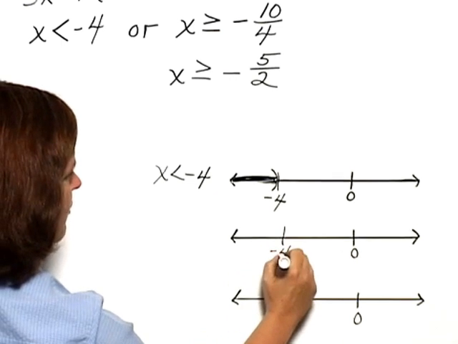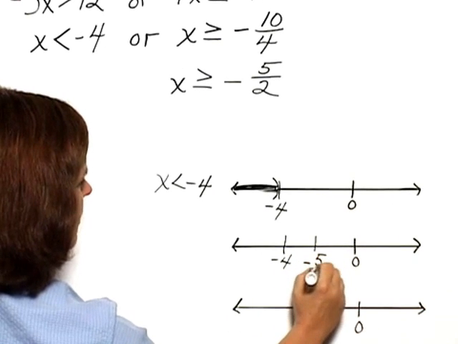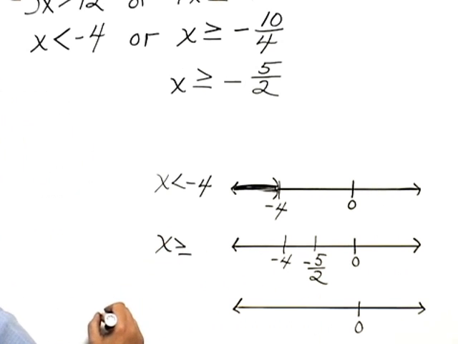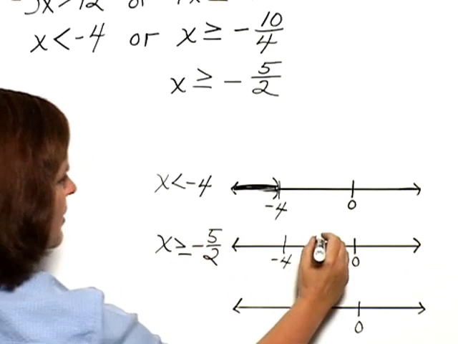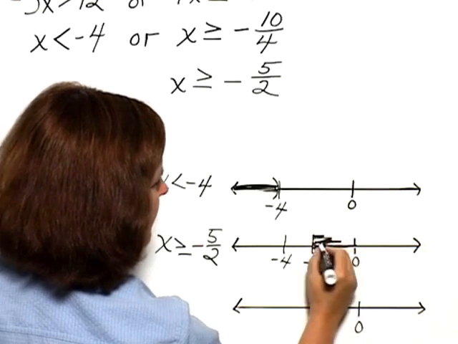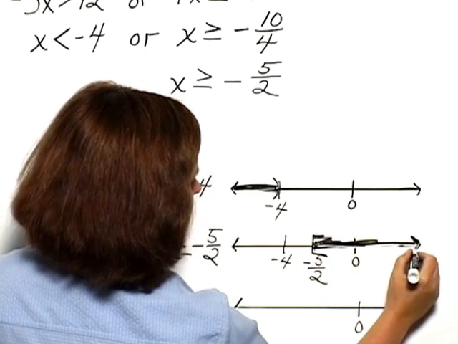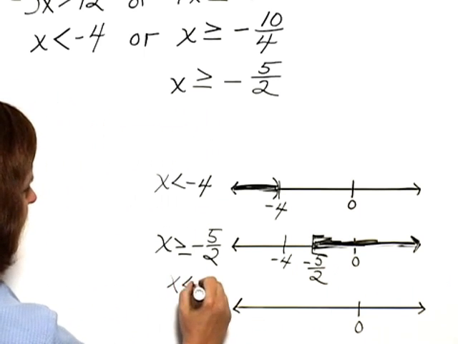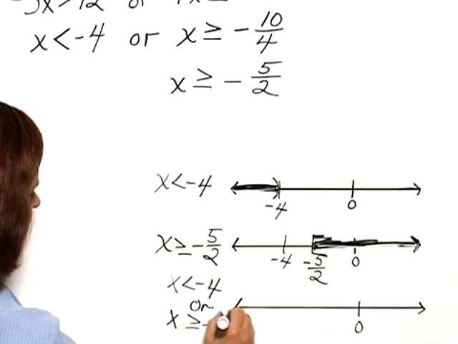Then again marking a negative 4 and then a negative 5 halves. On this line we're going to shade the solutions to the second inequality, x is greater than or equal to negative 5 halves. So we draw a bracket to show that we're including the 5 halves, and we shade in this part of the number line. Now the inequality said that x had to be less than negative 4, or x was greater than or equal to negative 5 halves.